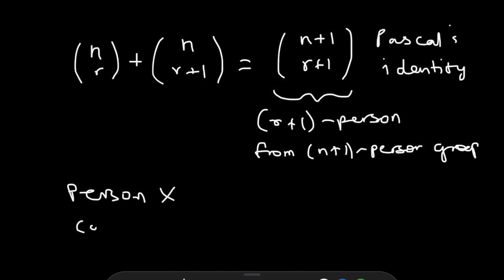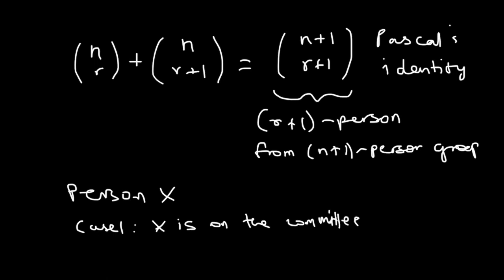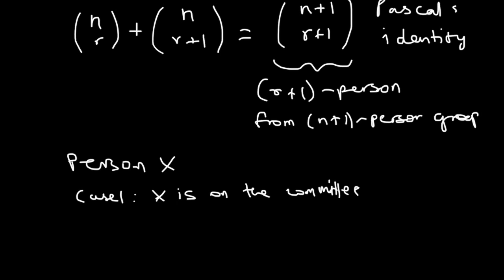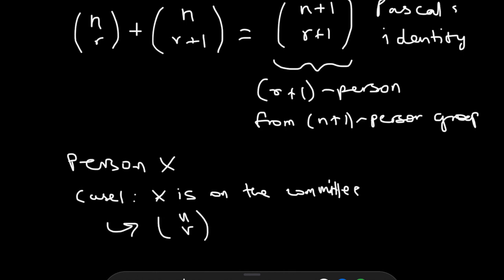So let's let case 1 be that X is on the committee. If we know that X is going to be on the committee of r plus 1 people, then we still need to choose the remaining r people to complete the committee. And we have n people to choose from, because X is already on the committee, so that reduces the total number of people from n plus 1 to n. So case 1 gives n choose r ways to form a committee of r plus 1 people, given a total of n plus 1 people to choose from.